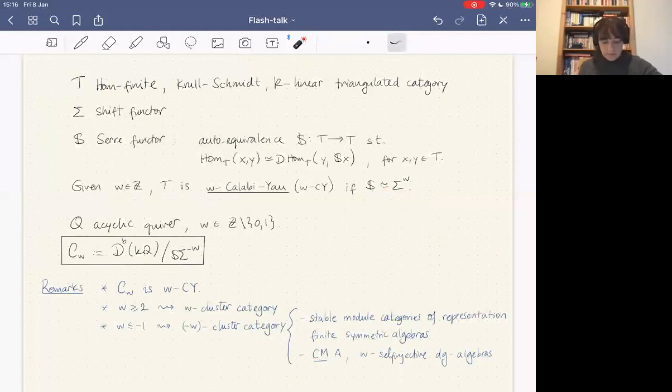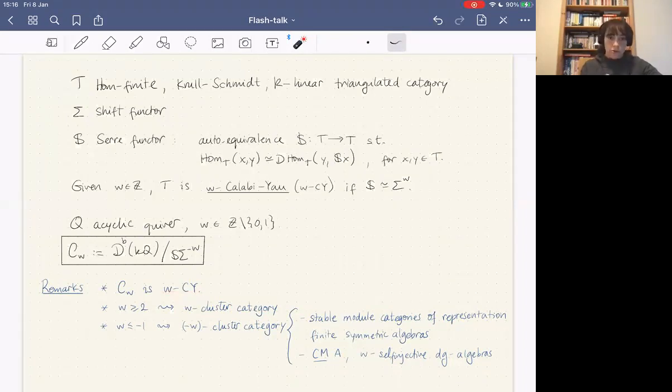Okay, but we're going to look at negative Calabi-Yau cluster categories. What do I mean by that? So we take a cyclic quiver, and let's consider an integer which is not zero or one. Then we look at these orbit categories of the bounded derived category of the path algebra associated to this quiver by this functor, the Serre functor composed with this shift to minus W. Well, these categories are triangulated and they are W Calabi-Yau.